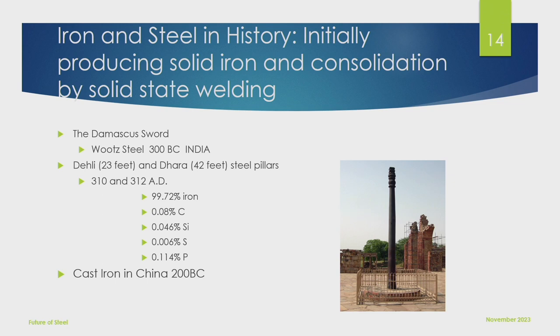But the interesting thing is this pillar is still here. Never actually corroded away. And for a long time it wasn't known why, but it turns out this high phosphorus content ends up with a phosphate coating on the surface that retards oxidation amazingly. So it's also an early stainless steel in a different way. So this is the developments as we went on.